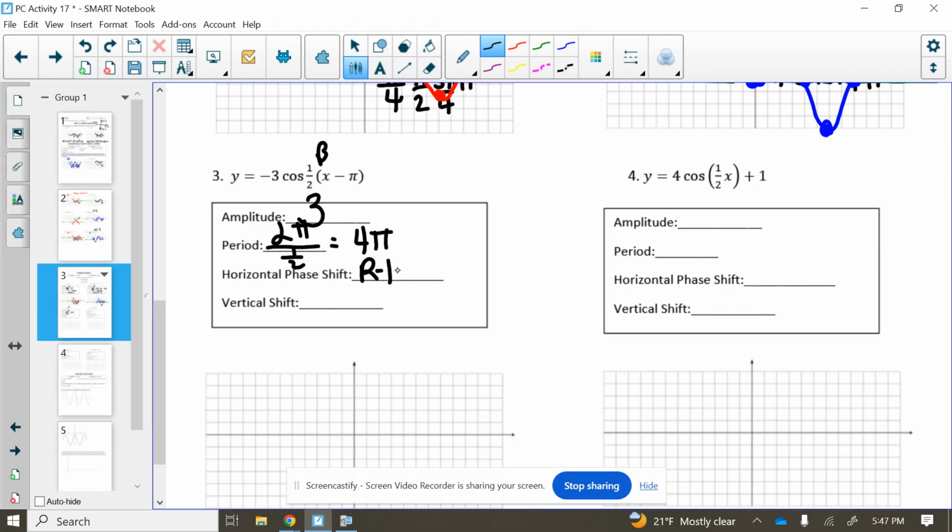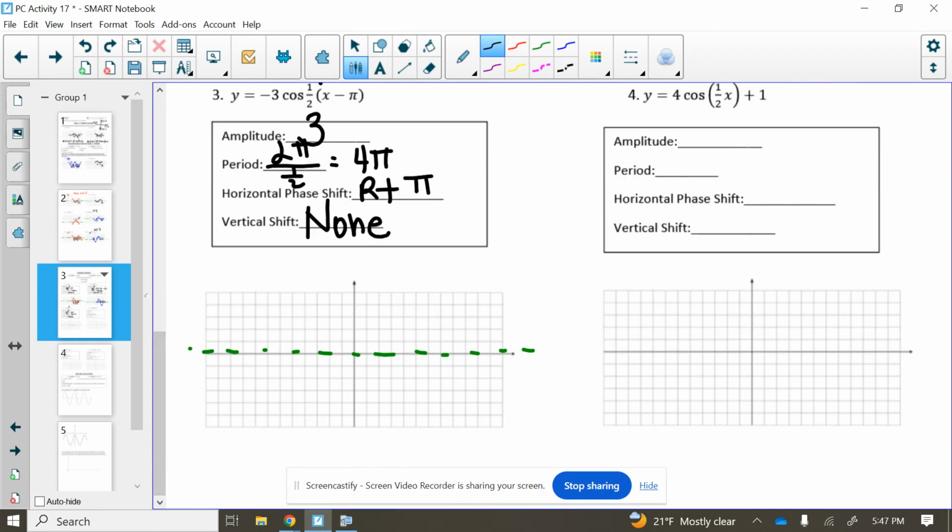This time we are going to shift our graph to the right pi. There is, however, no vertical shift. So we're going to have our midline through y equals 0. And again, similar to our last graph, these are each going to be shifted. We have to repeat by the time we get to 4 pi.